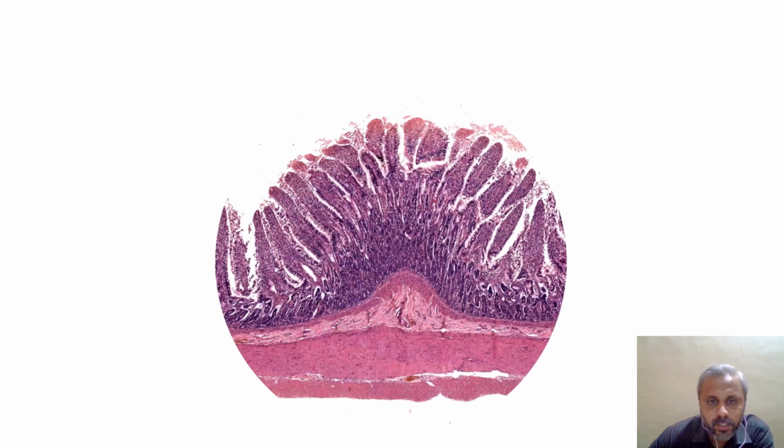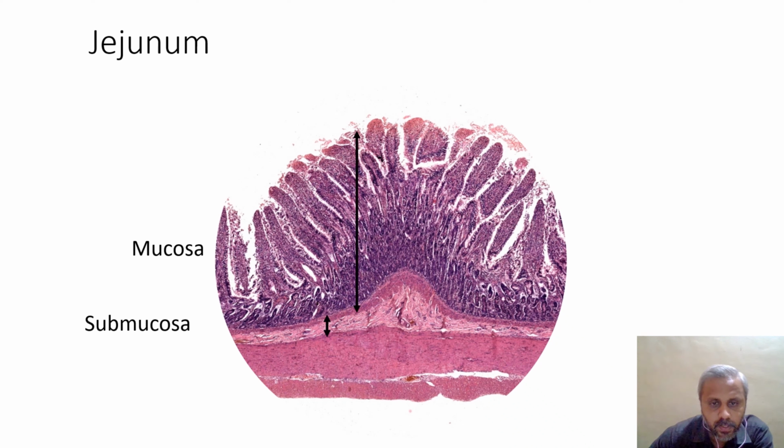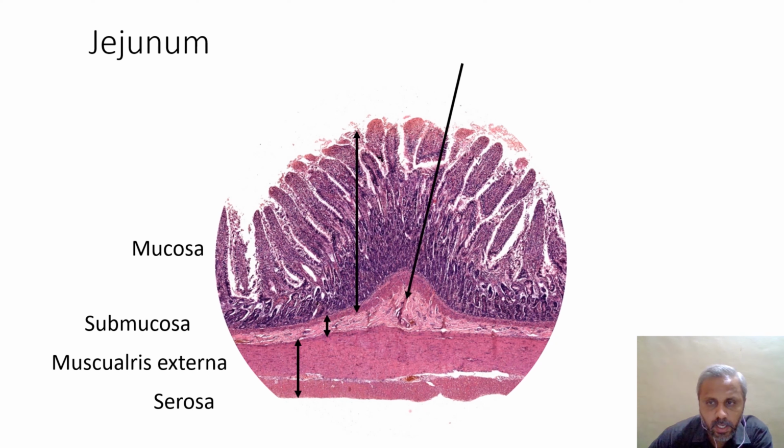The next slide, this is the transverse section of jejunum. Even jejunum has the same layers: mucosa, submucosa, muscularis externa. There is no adventitia, but the entire jejunum is covered by serosa. Mucosa of the jejunum shows a peculiar feature referred to as plica circularis. Now these are mucosal folds, the core of which is formed by the submucosa.